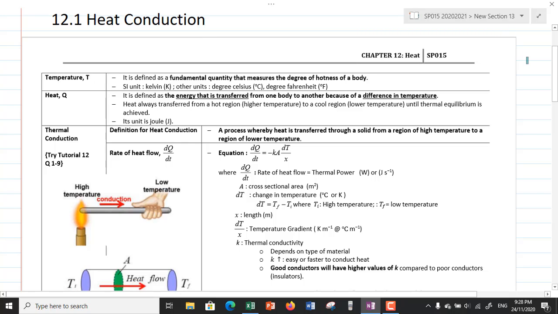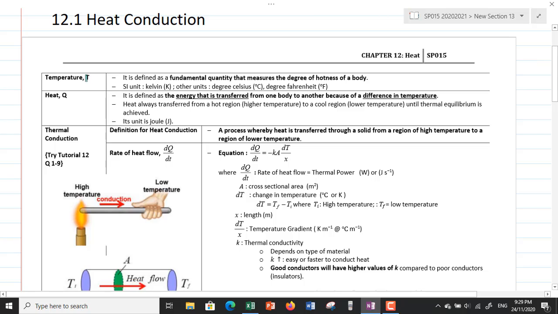Hello everyone, so today we are going to start with a discussion of the new topic 12, heat conduction and thermal expansion. But for this session we are going to focus on 12.1 heat conduction. Before we go further about what is meant by heat conduction, we have to recall our prior knowledge, what is meant by temperature and also heat.